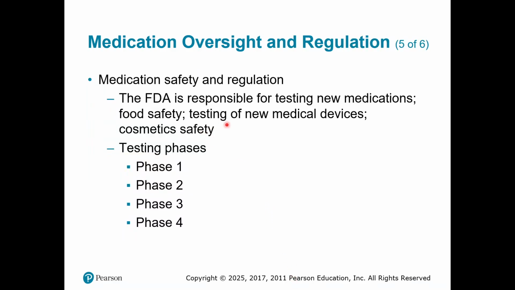All right, the FDA is responsible for testing these medications. That's their job. They want to make sure that if drugs are out there, they're safe for the public. And so they have different testing phases, and it goes 1 through 4.